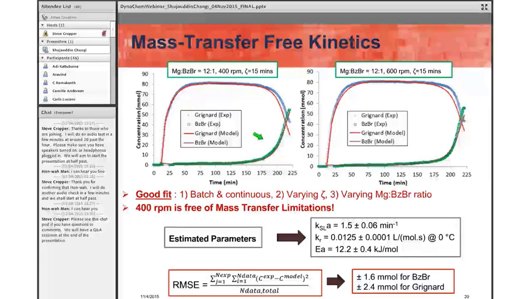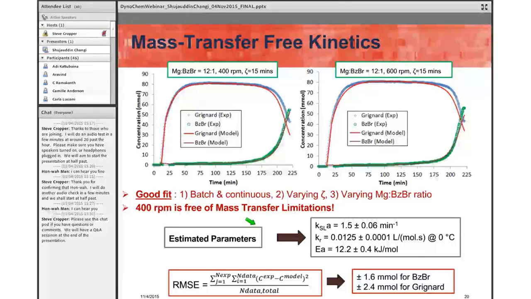Moving on to the next set of experiments, to confirm that we were indeed in the mass transfer free kinetics, we did this in a continuous operation at 400 RPM and 600 RPM, and what we see is indeed, based on the similarity of the two results within experimental error, we were able to conclude that 400 RPM is indeed free of mass transfer, which is very good because most of our experiments were done at 400 RPM.